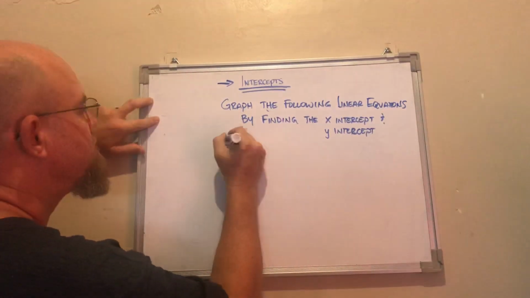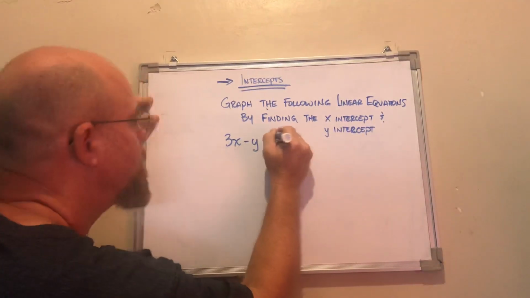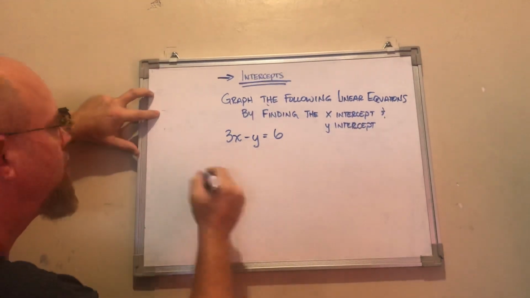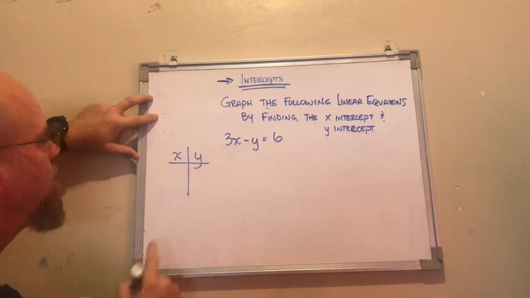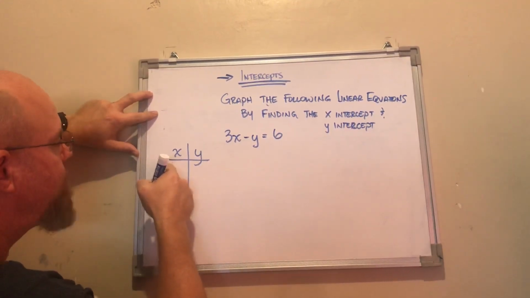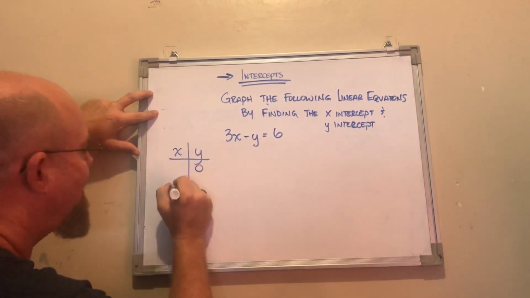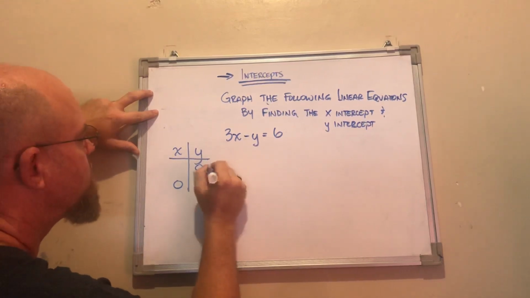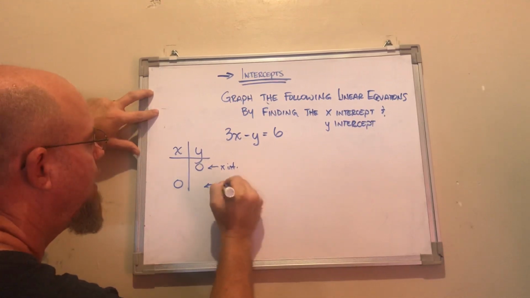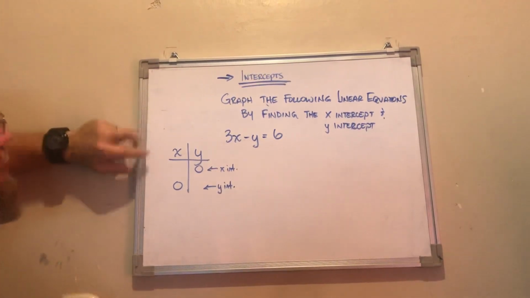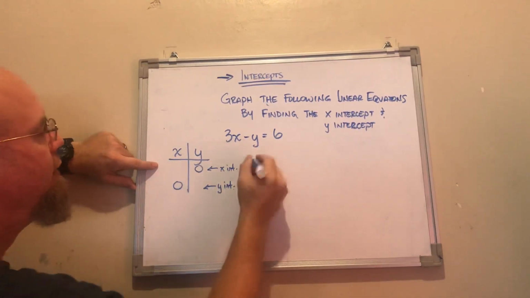So let's do this one. 3x minus y equals 6. Well, I'm going to set my chart here. And I know that the x-intercept is when y equals 0. And the y-intercept will be when x equals 0. Okay? So this is going to be the x-intercept. And this is going to be the y-intercept. All right? So all I have to do is plug the value of 0 in for y.